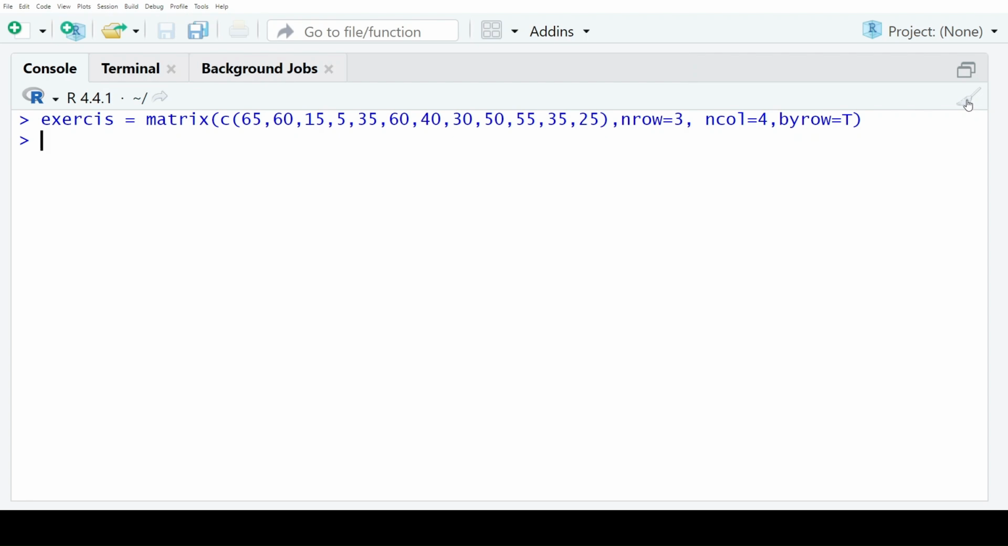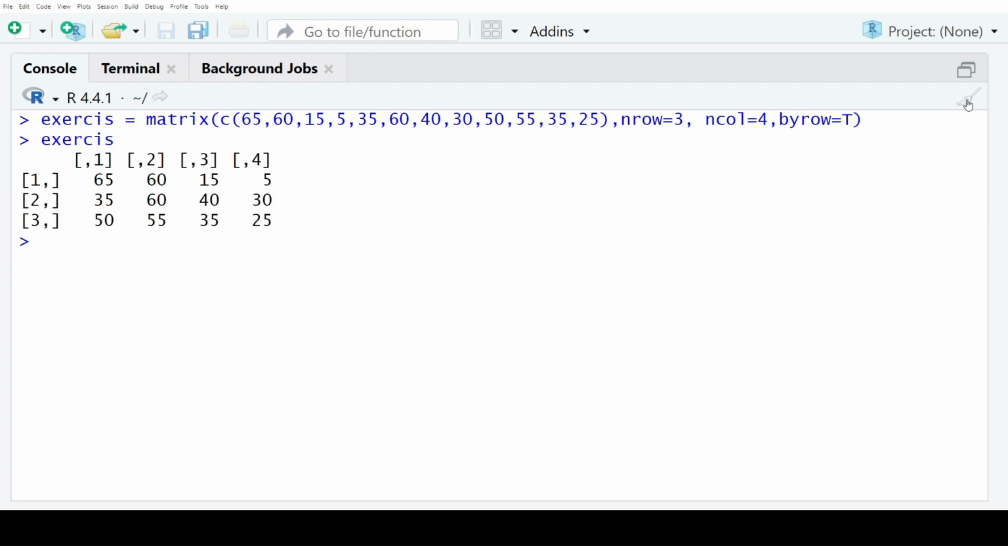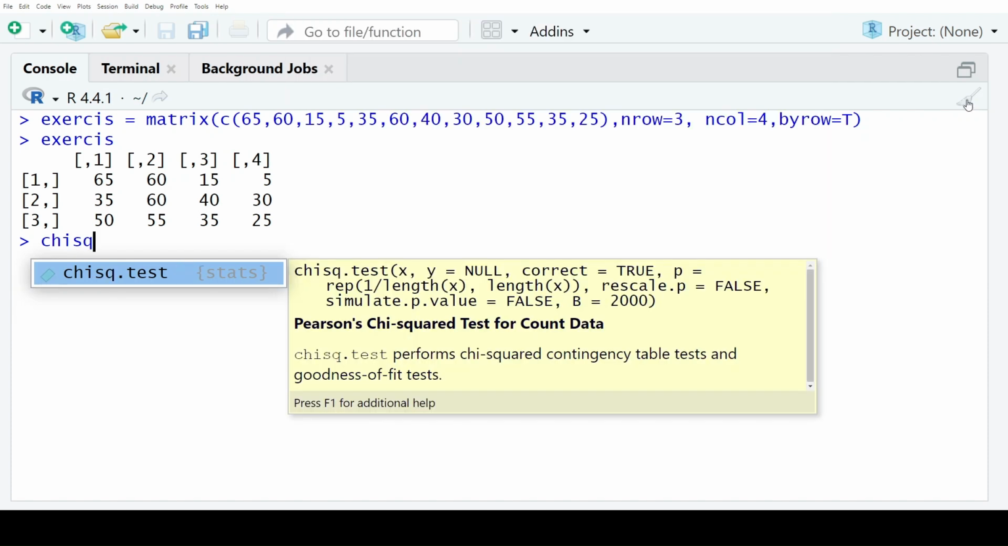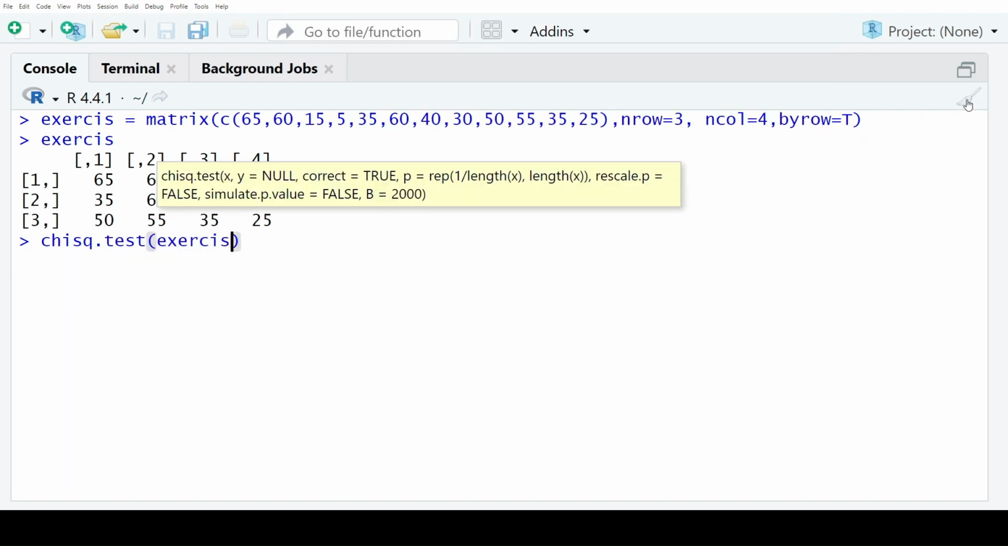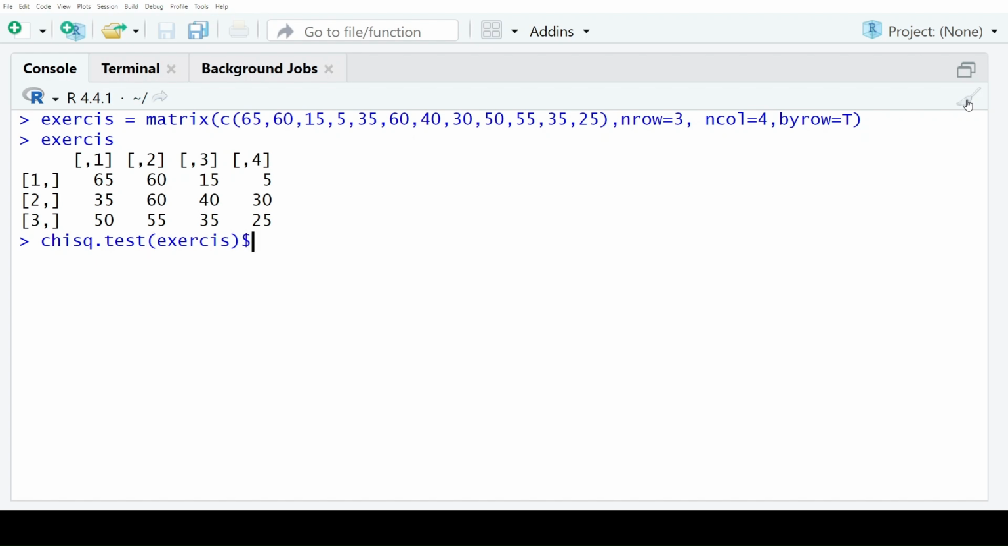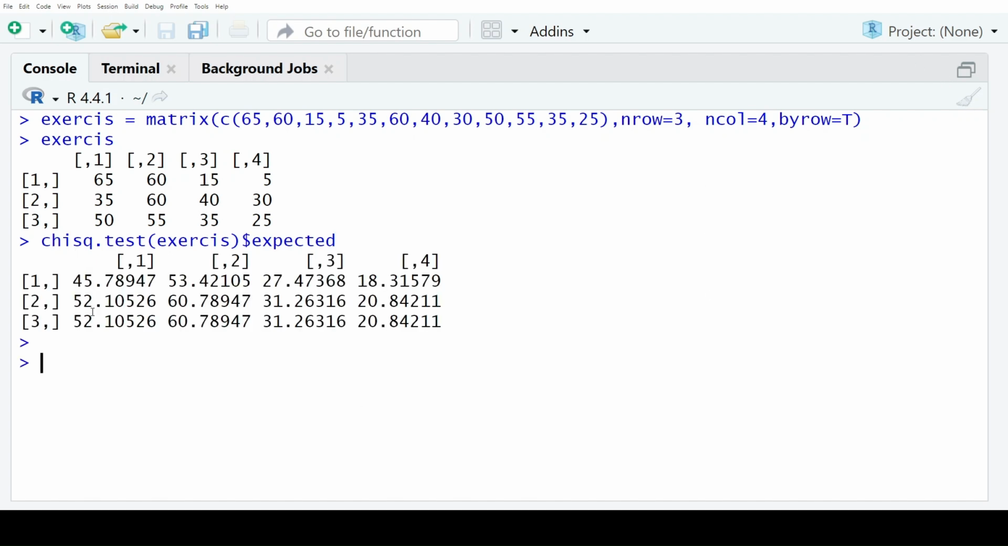I just realized I left the E off exercise. That's fine. And now let's look at it, make sure that I typed everything in correctly. Everything looks good. And now, square.test exercise. And then don't forget the $ expected. So this will give me my expected values. Are these all at least 5? Yes, they are. So let me copy that.